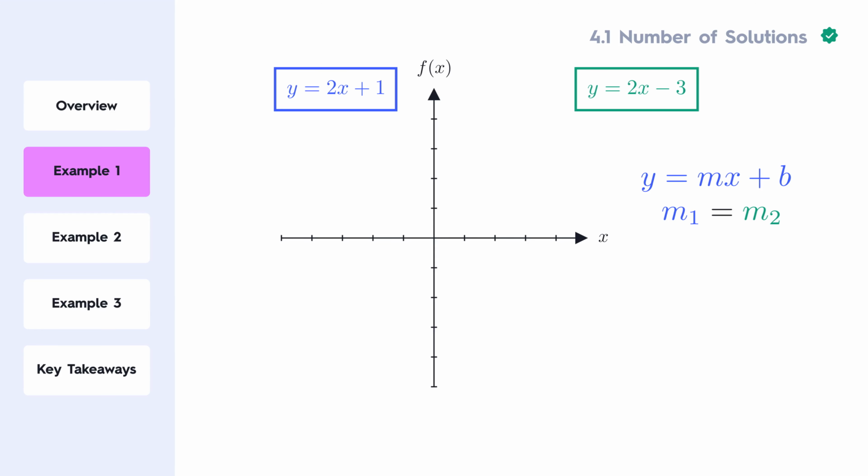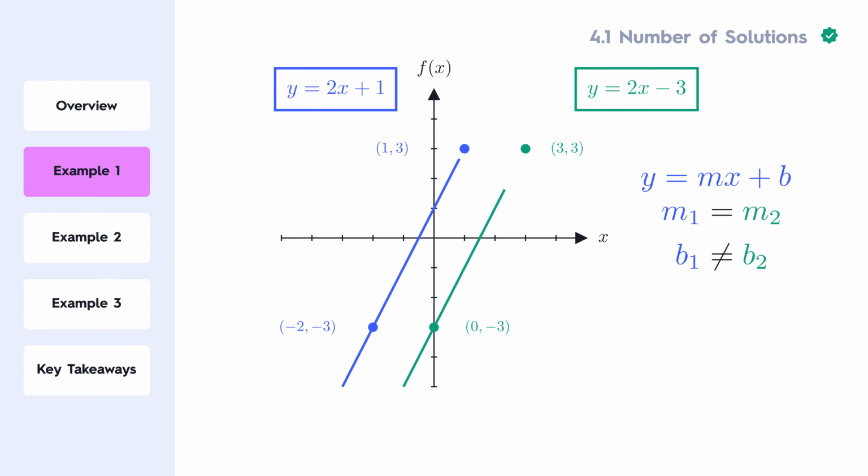Next, we compare the y-intercepts. In the first equation, the y-intercept is 1. In the second equation, the y-intercept is -3. Since the lines have different y-intercepts and we already know that the slopes are the same, we can say that the lines are parallel and will never intersect. Therefore, the system has no solutions.